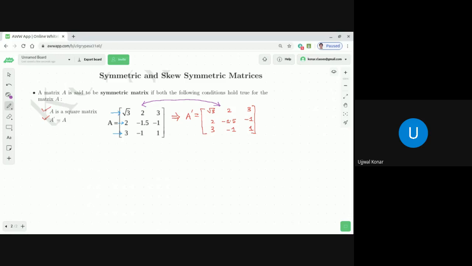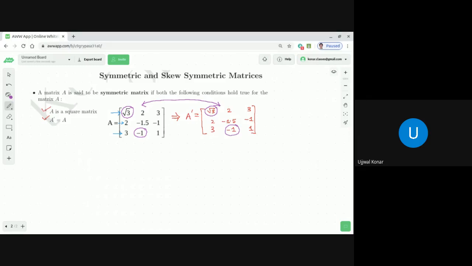And if you see, the corresponding elements are the same. For example, what is the element in the first row and first column of the original matrix? √3. What is the first row and first column of the transpose matrix? That is also √3. Let's take another arbitrary one. What is the element in the third row and second column of the original matrix? -1. That is equal to the same element in A transpose, in the third row and second column. So this matrix, the example I gave, is a classical example of a symmetric matrix.